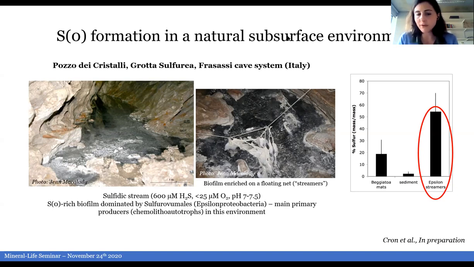We also measured sulfur in mats of another sulfur oxidizer in this environment, which form intracellular sulfur. And those mats only contain 20% elemental sulfur, as opposed to those epsilon proteobacteria mats. So they're really loaded with elemental sulfur.